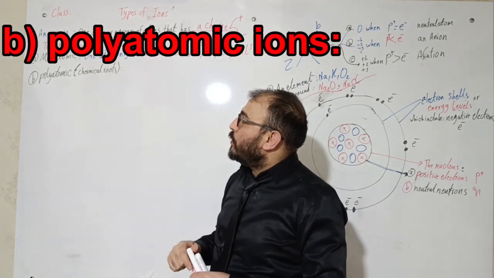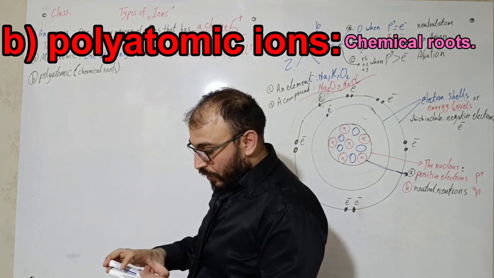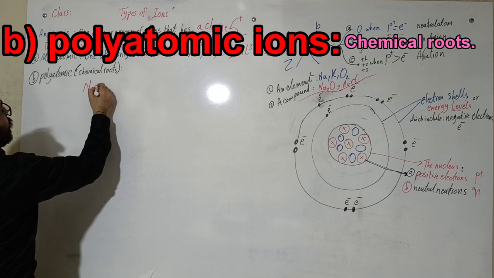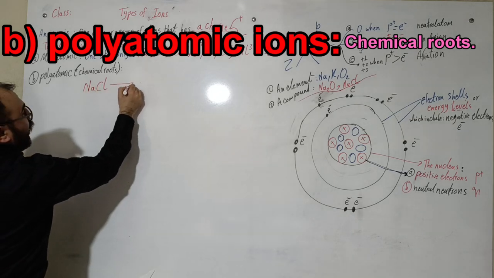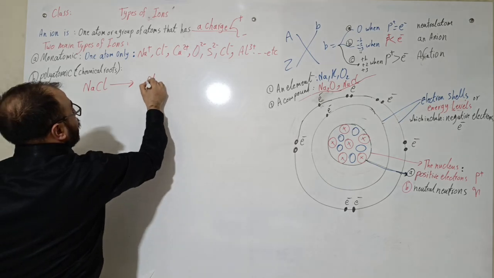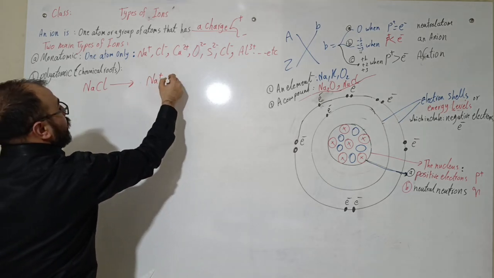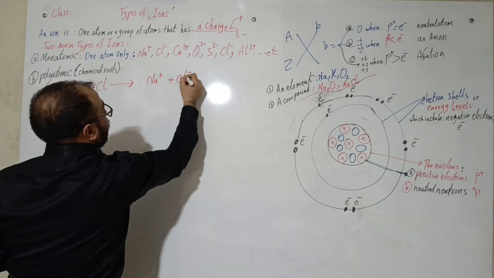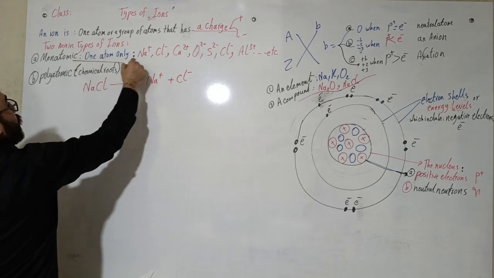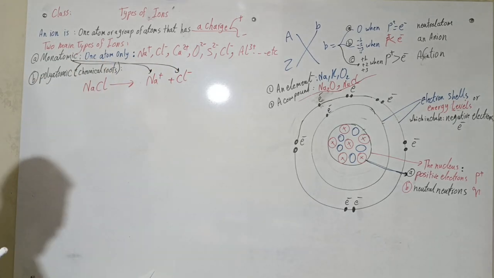So what about the polyatomic ions, or we call them chemical roots? When we take, for example, sodium chloride and dissolve it in water, we are going to see that it's separated into one sodium ion and one chloride ion, and every one of these ions is monatomic because it is made up of one atom only.